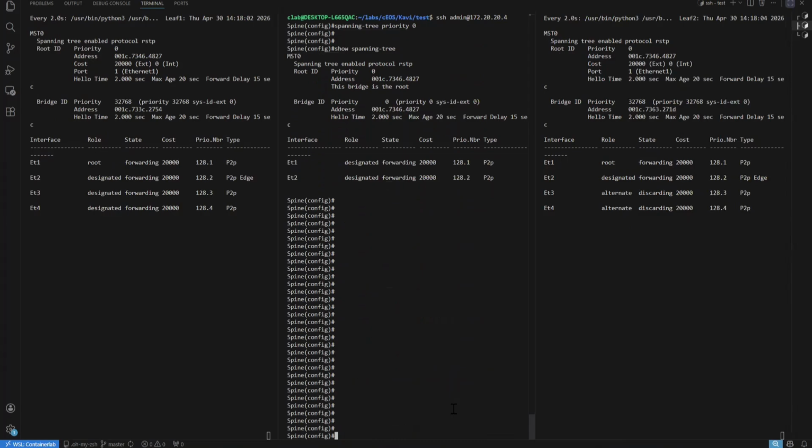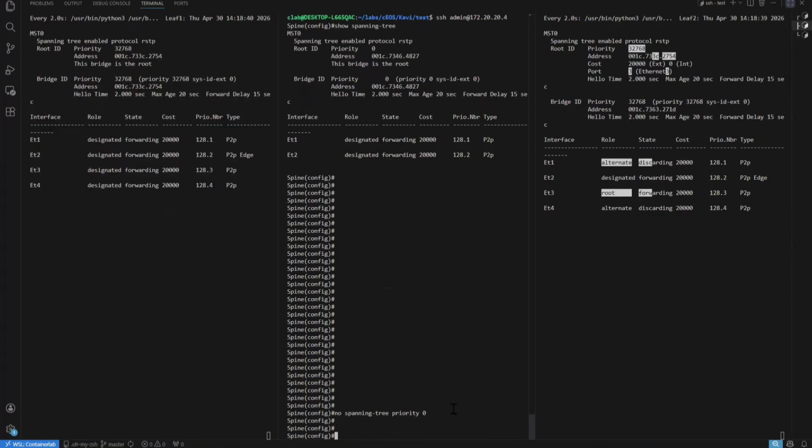Now the spine is the root bridge of this network, and we can see that Ethernet1 on leaf 1 and 2 are root ports, directly connected to the spine. On the spine, all the interfaces are designated and forwarding. Now I'm going to remove this. This is the first and most common way to configure a switch as the root bridge. I'm removing this command, and you can see leaf 1 has become the root bridge again.